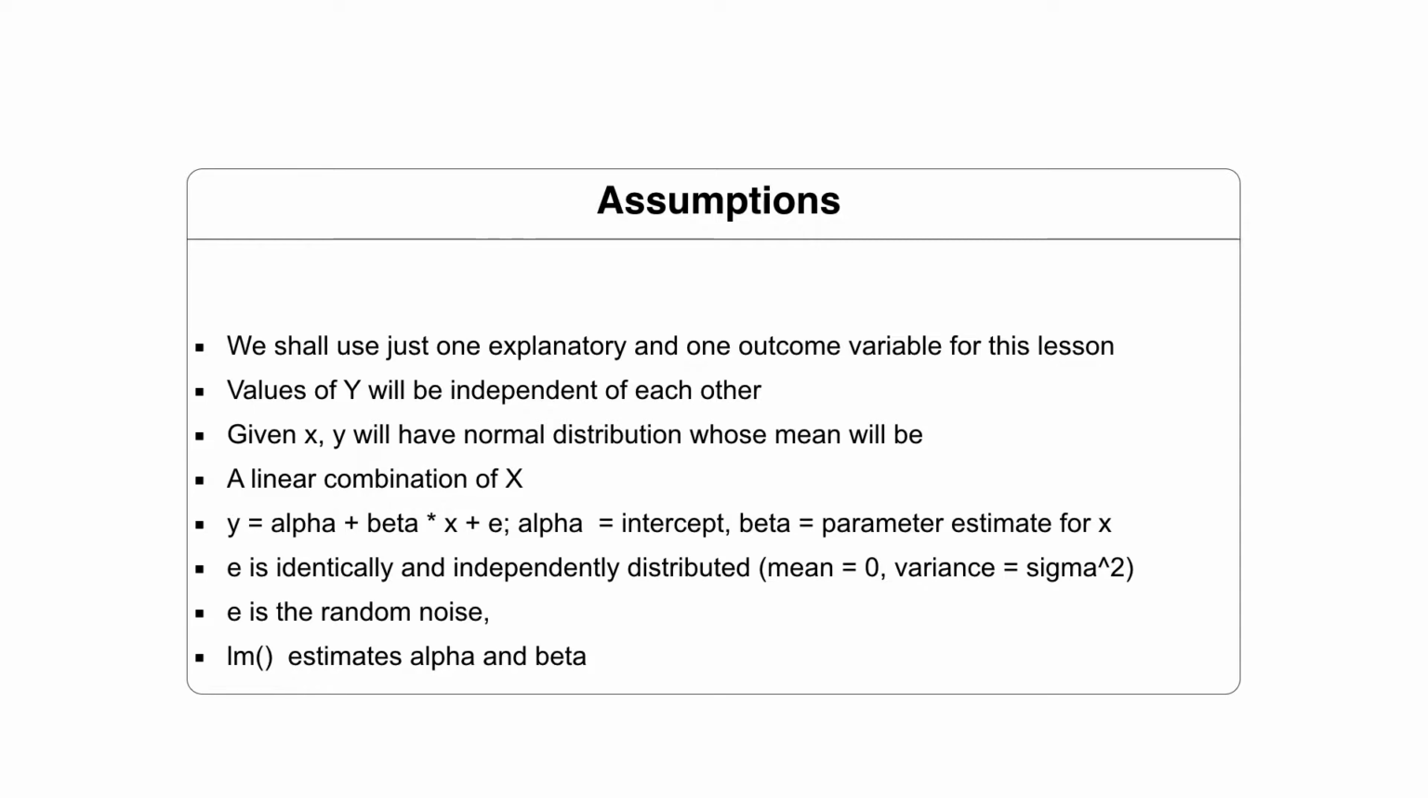So what we're going to do is this: given x, y will have a normal or Gaussian distribution whose mean will be a linear combination of x. Now here, in this particular instance, this is not going to be an issue because we are only going to use one x variable. But when we are going to use more than one x variable, that is, an explanatory variable with some covariates, then you're going to think in terms of the fact that it's going to be a combination of the different x's.